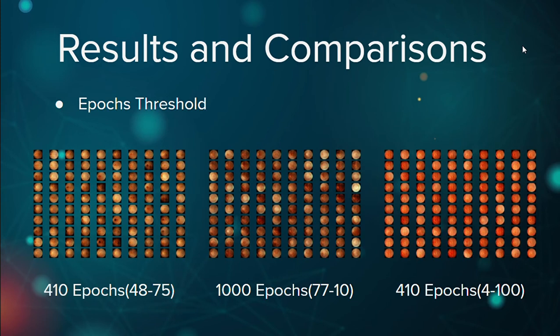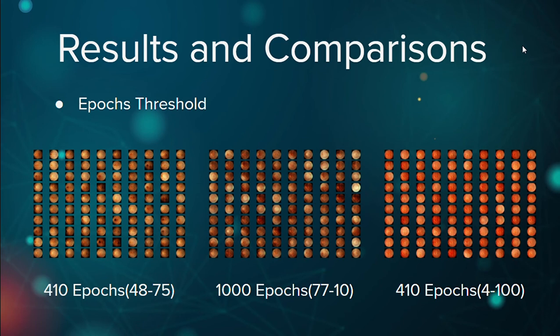Coming to the epochs threshold, the ideal accuracy observed for real to fake images is 50 to 50%, and the image retrieved at epoch 410 has shown clear eyeball structure at 48 to 75. So we can conclude that it is better to consider images whose accuracy of both real and fake images is close to 50%. As we can see on the slide, the images on the far left are generated when we consider 410 epochs, and the real to fake accuracies are 48 to 75.